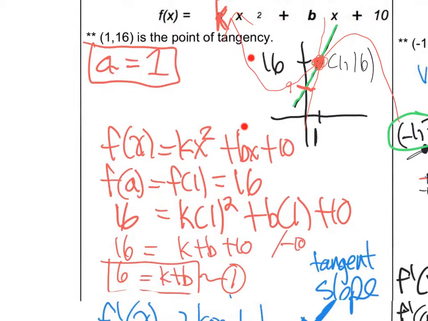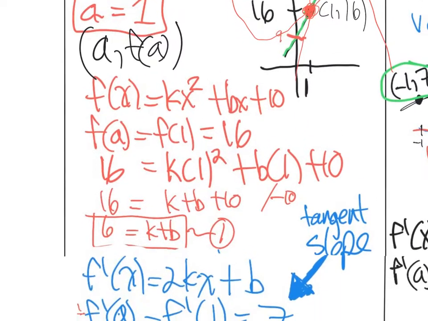So f of x equals kx squared plus bx plus 10. I don't know what k and b are, but I do know that 16 is the y value for the point of tangency. That point of tangency is on the parabola and on the tangent. We do know that the point of tangency is always at a, f of a. I know even function notation is still difficult, and it is challenging. That's an x value there, and that's a y value that corresponds to it, which is right here.